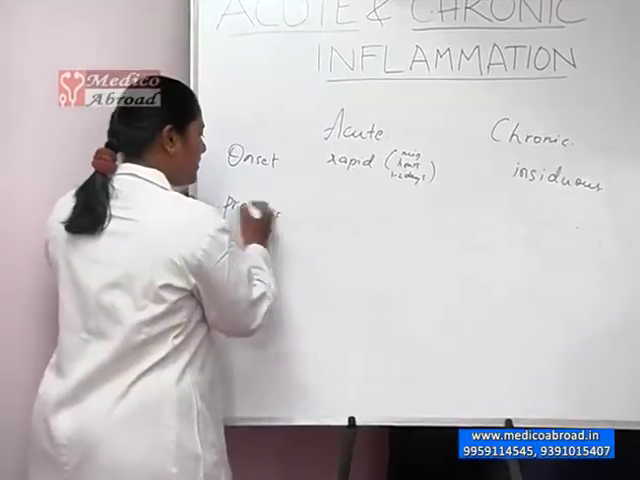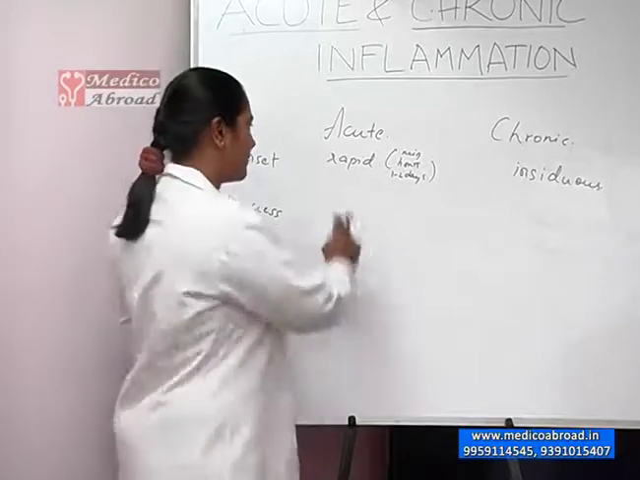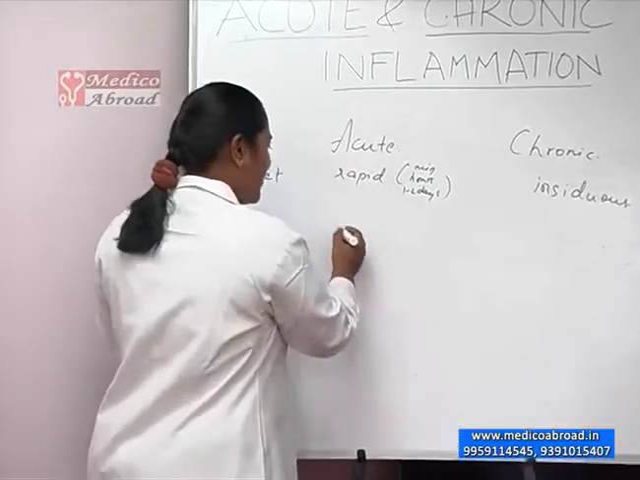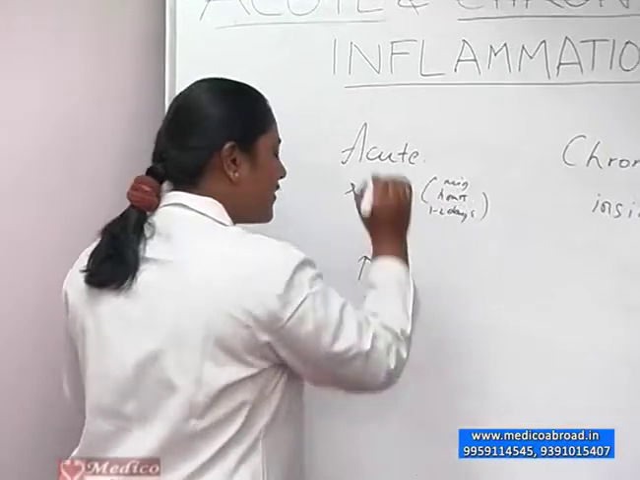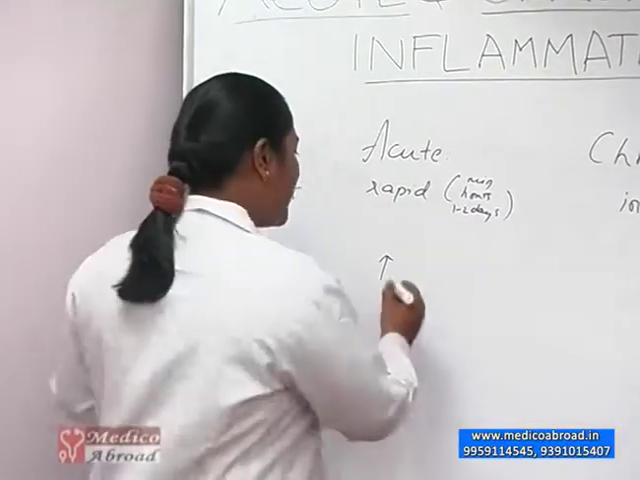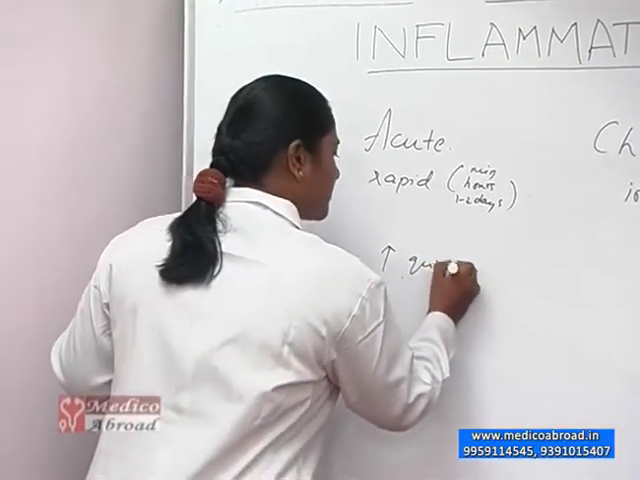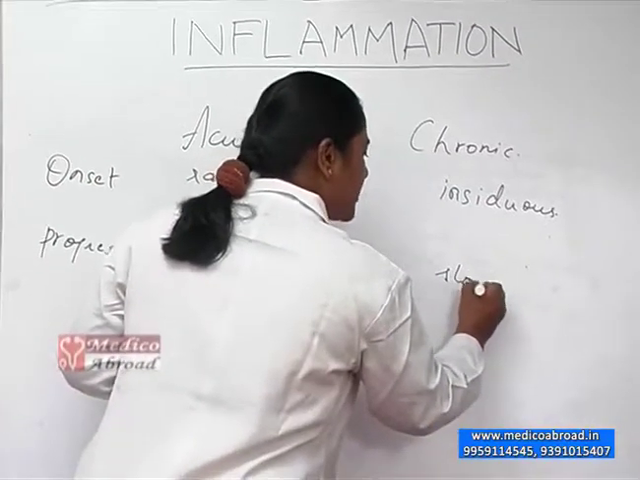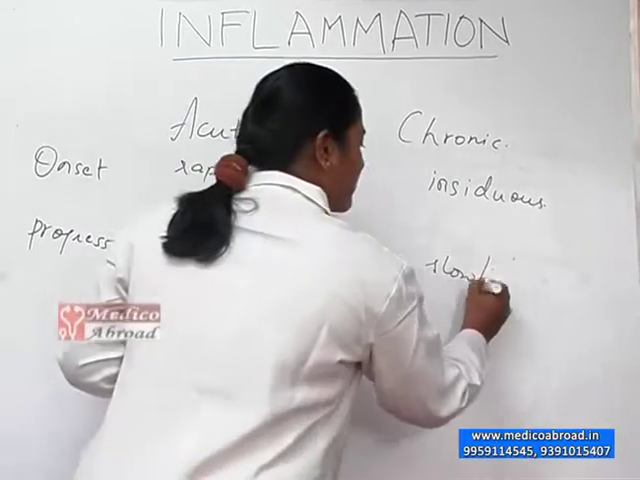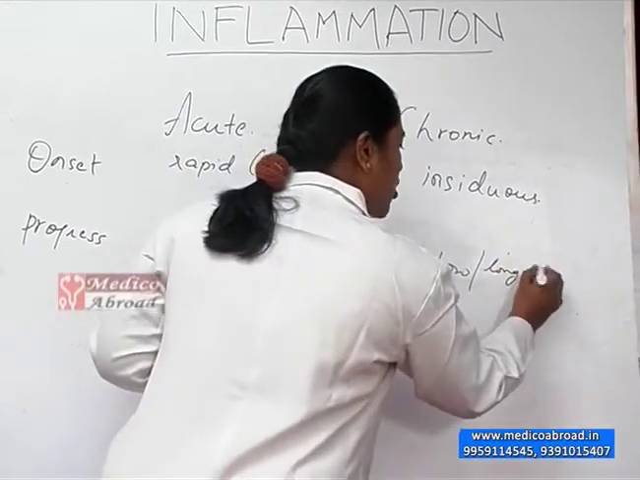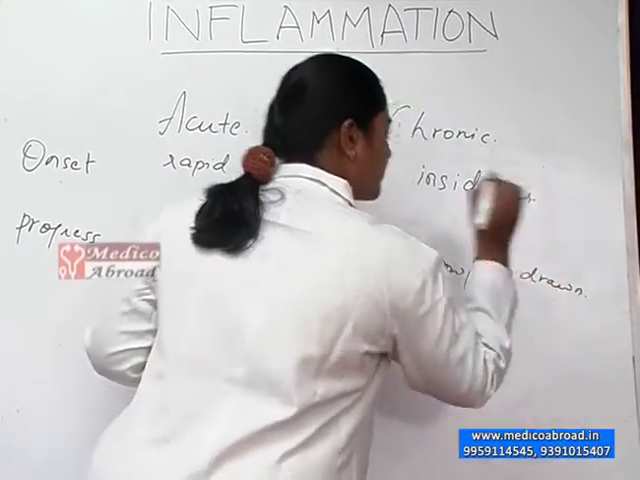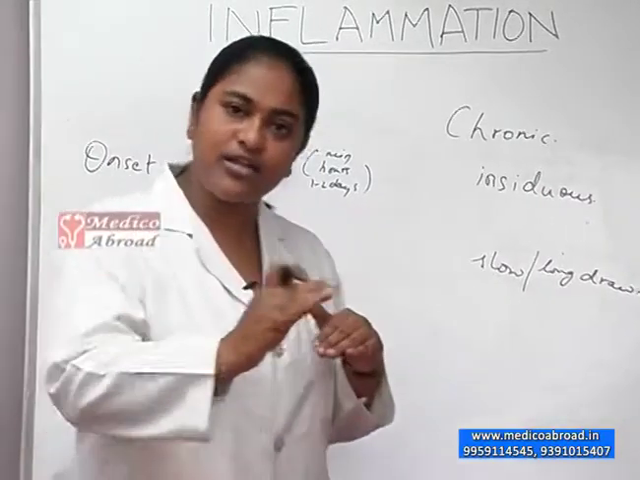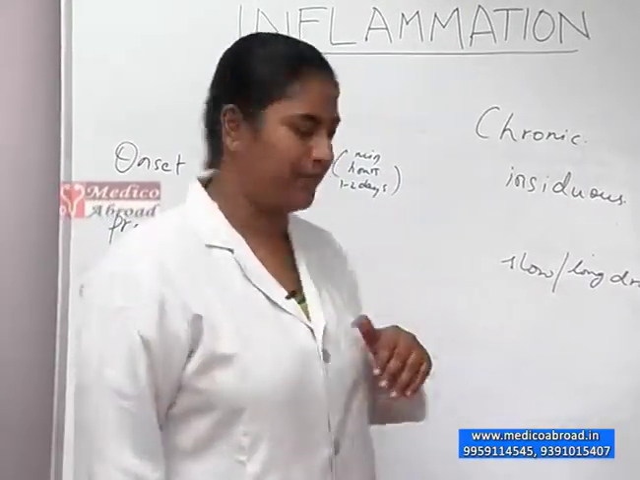Now let's look at progress of the infection. In acute inflammation, it is definitely fast. The infection is very quick or rapid. In chronic inflammation, the progress is slow and long drawn. It is mild, but it continues for a longer period of time.